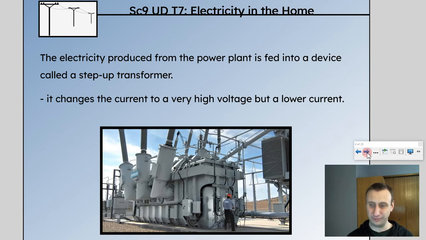So it's a high voltage, but a lower current. I want you to think about a crowded hallway. When you have a crowded hallway, it's hard to move, right? You have a lot of resistance to movement. Well, a crowded hallway would be like a high current. You have a lot of electrons moving. So the higher the current, the more the resistance is going to be through the hallway, through the conductor.